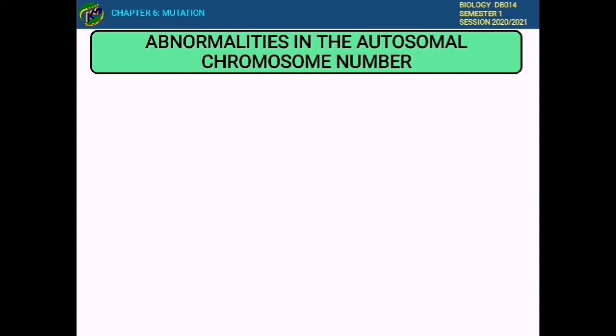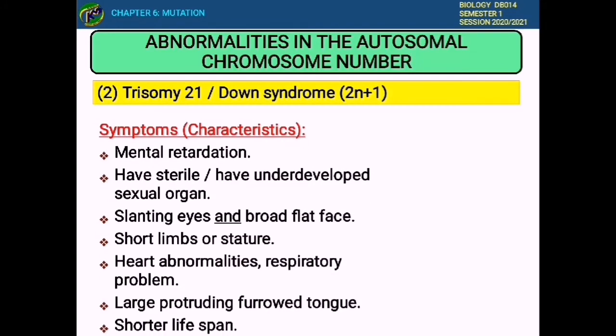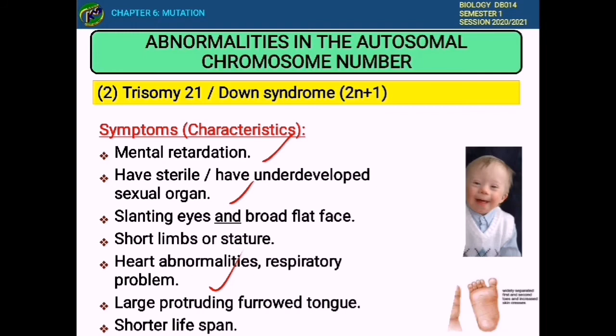For the characteristics or symptoms of trisomy, they have mental retardation, sterility or underdeveloped sexual organs, slanting eyes and a broad flat face, short limbs or stature, heart abnormalities, respiratory problems, a large protruding furrowed tongue, and a shorter lifespan. Later on you can Google or search more about these symptoms.